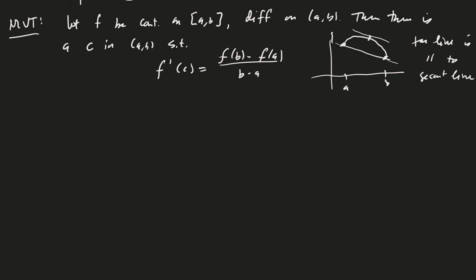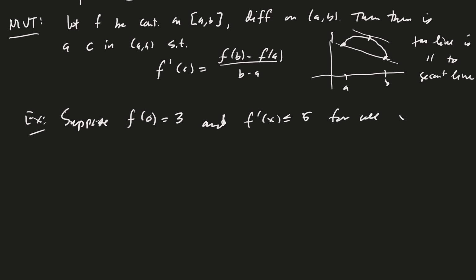Let's try a couple of examples. Example: suppose that f of 0 equals 3 and f prime of x is less than or equal to 5 for all x. How big, or how large, can f of 2 be? By the way, since the derivative is defined for all x, we can assume that the function is differentiable and continuous so that we can use the mean value theorem.